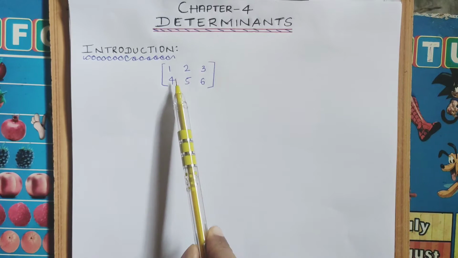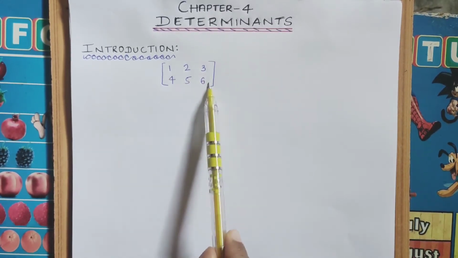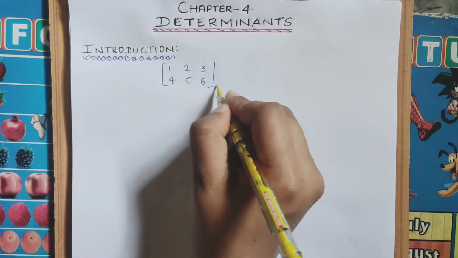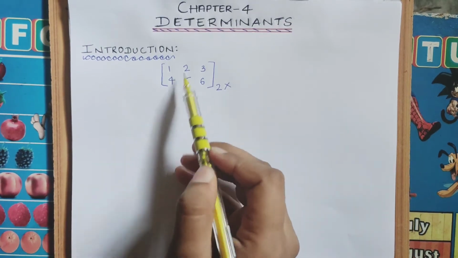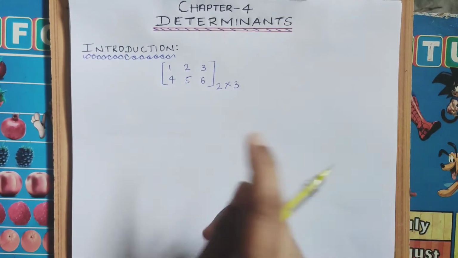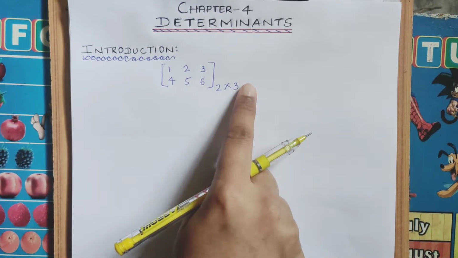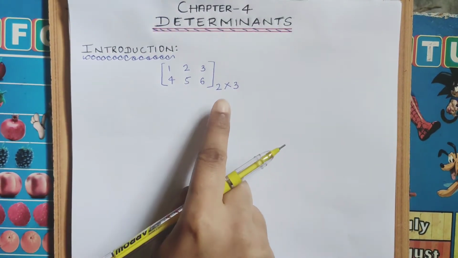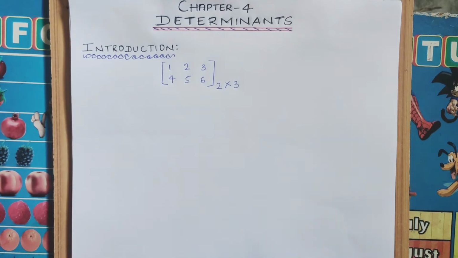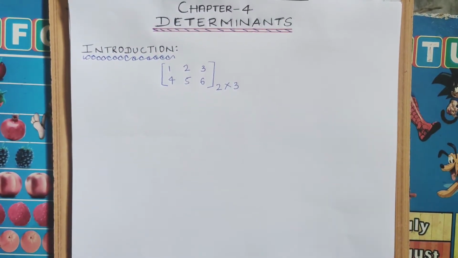Now this is of which order? You have 2 rows, so this is of order 2 cross 3, as columns are 3. If you are taking the same matrix of the same order, you can do addition, you can do subtraction, and you would get the answer. Yes, in such a way. Now, determinant.